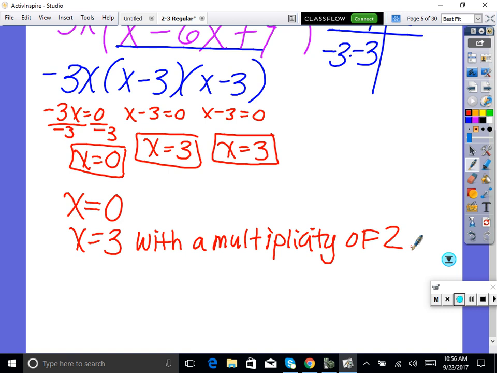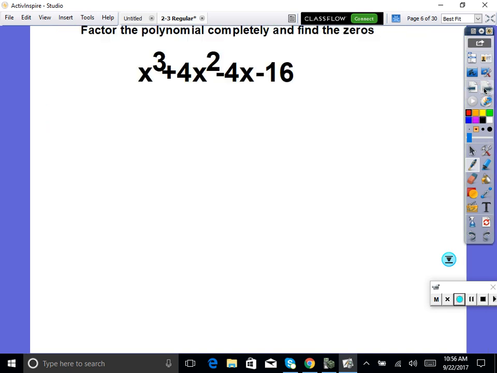So I would practice that. So if it happened more than once, that's having a multiplicity. So I have x equals 3, and it happened twice, so that's a multiplicity of 2. So let's pretend just for kicks and giggles, we would have got another x equals 3. What we would have said is x equals 3 with a multiplicity of 3. Yep, that's it. So what if I would have had another x equals 3? We'd say x equals 3 with a multiplicity of 4. That's just how they write it. Okay, cool.